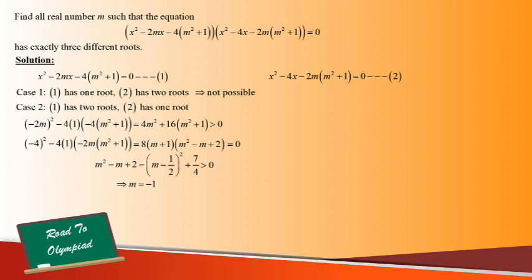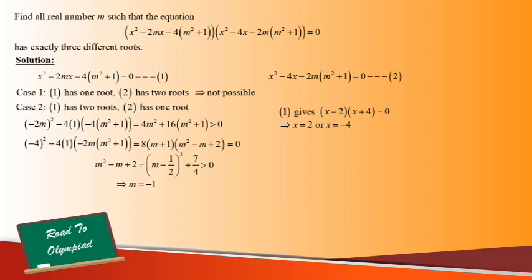A lot of people will stop here because we have considered all the cases and we have found the value of m that we need. However, if we substitute the value of m into the two equations, the first equation gives us x squared plus 2x minus 8 equal to 0, which can be factorized as follows, and we get the roots x equal to 2 or x equal to negative 4.